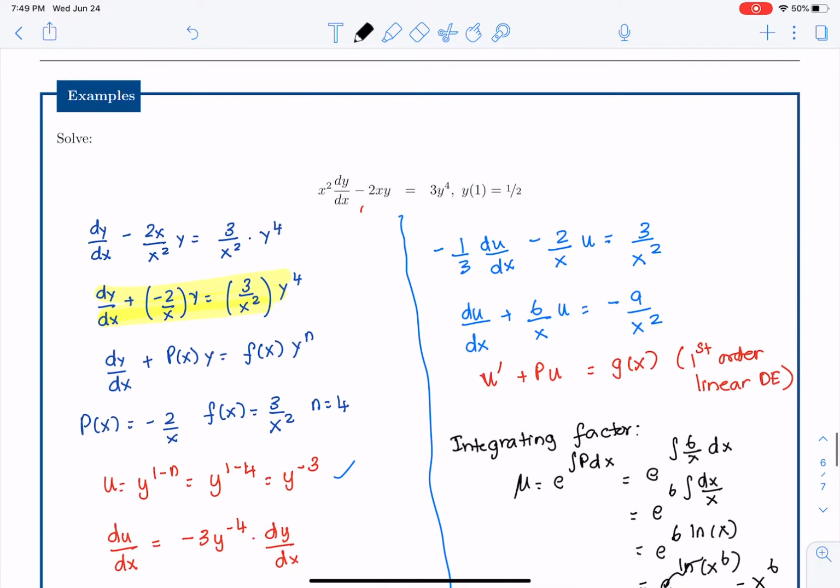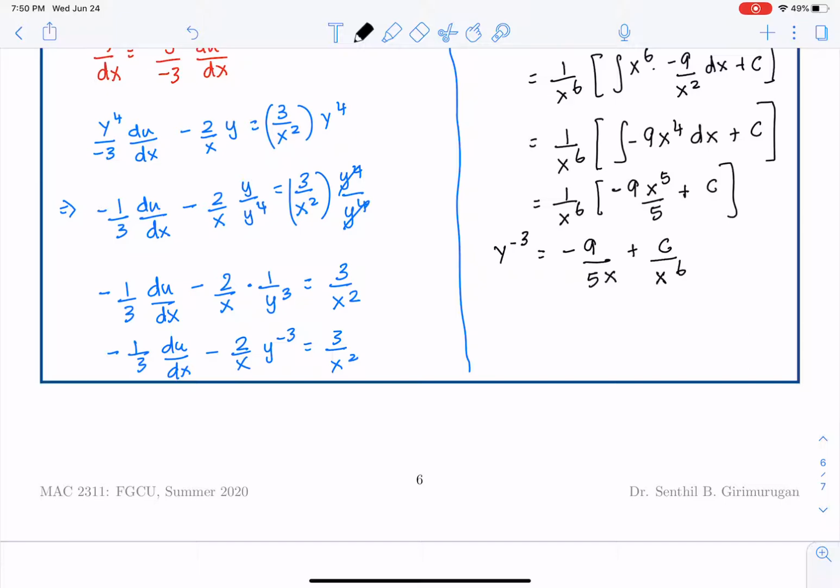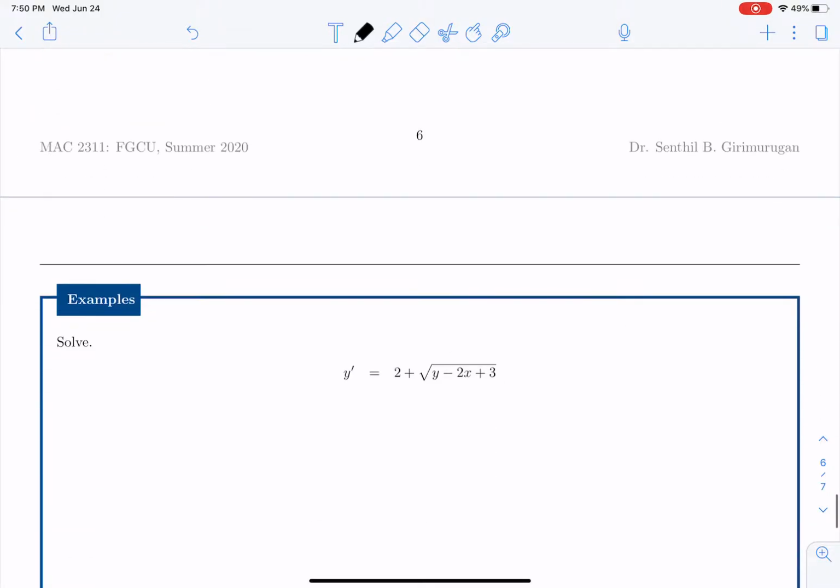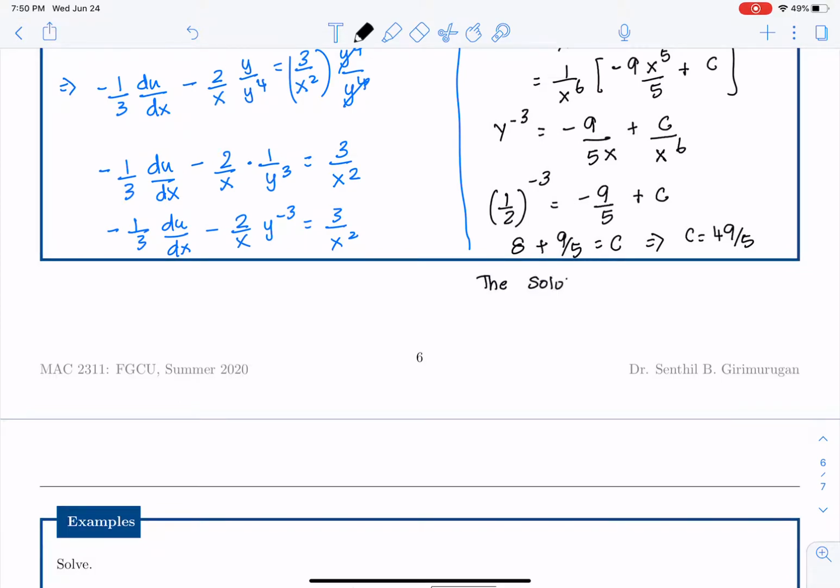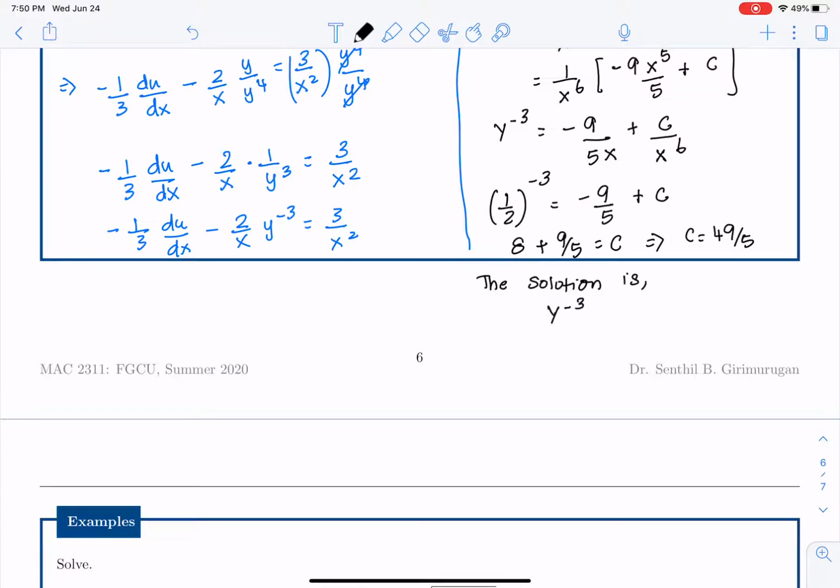But since this is an initial value problem, when x is 1, we have y to be 1/2. So we are going to plug in: 1/2 raised negative 3 equals negative 9 over 5 plus c. 1 over 2 raised negative 3 is 8. Move that negative 9 over 5 to the other side, it becomes positive 9 over 5, which would imply the constant is 49 over 5. Therefore, the solution is y raised negative 3 equals negative 9 over 5x plus 49 over 5x raised 6.